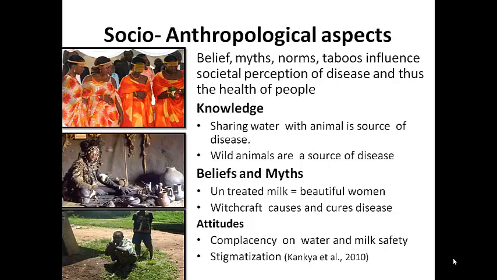Their attitudes were more of complacency, especially about treating water and milk. They knew that these were potentially sources of diseases if untreated, but they were still not willing to treat them. Stigmatization was an integral part of their attitudes towards the disease, especially debilitating and chronic diseases like HIV and AIDS. Most of those who had these diseases were stigmatized and annihilated from society.